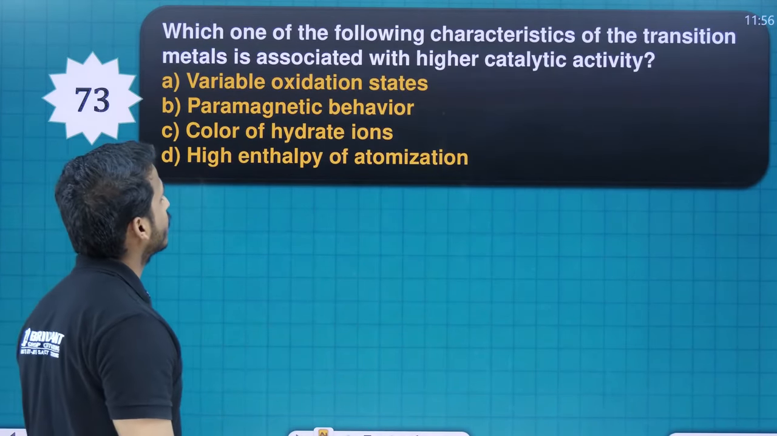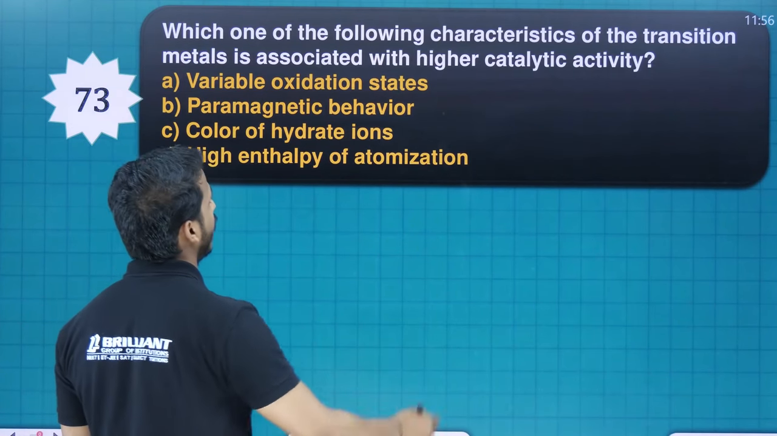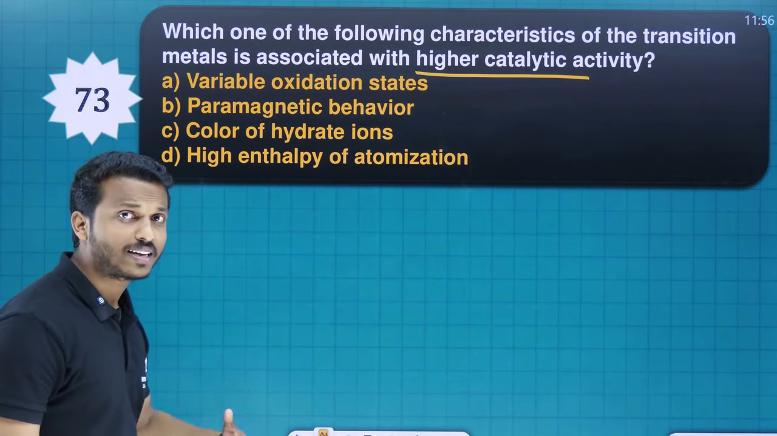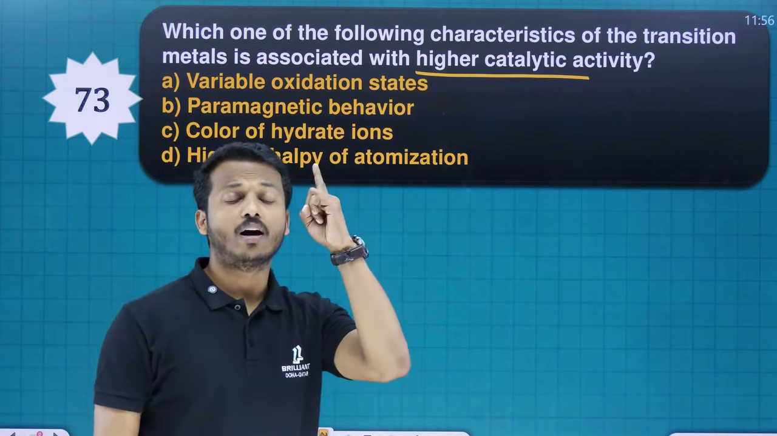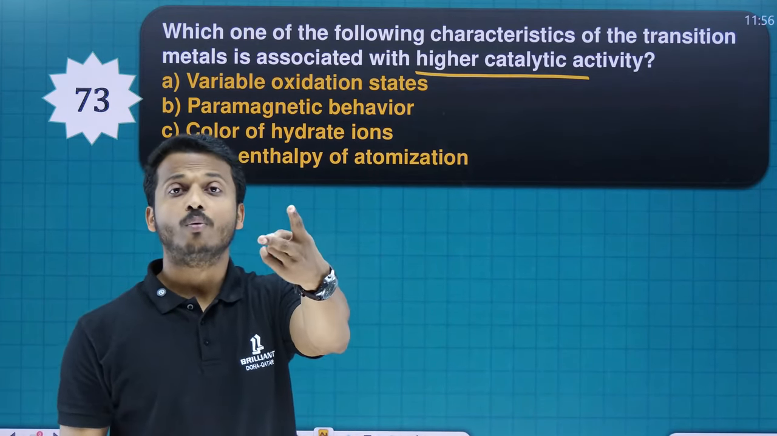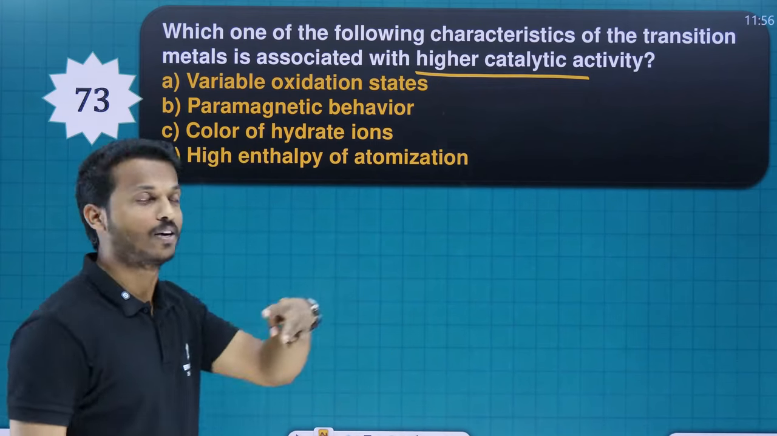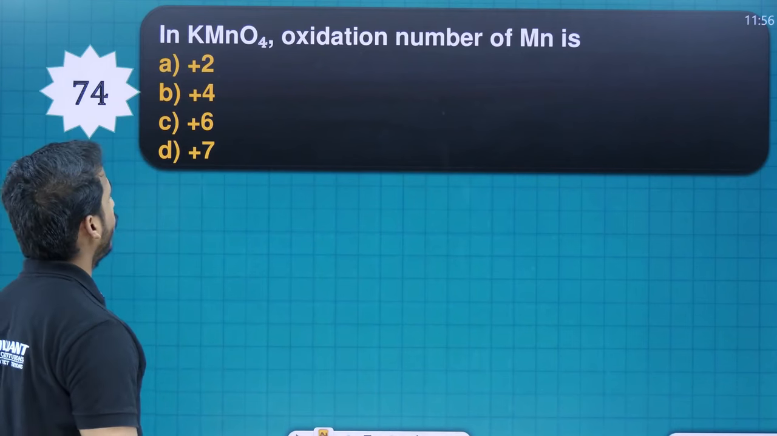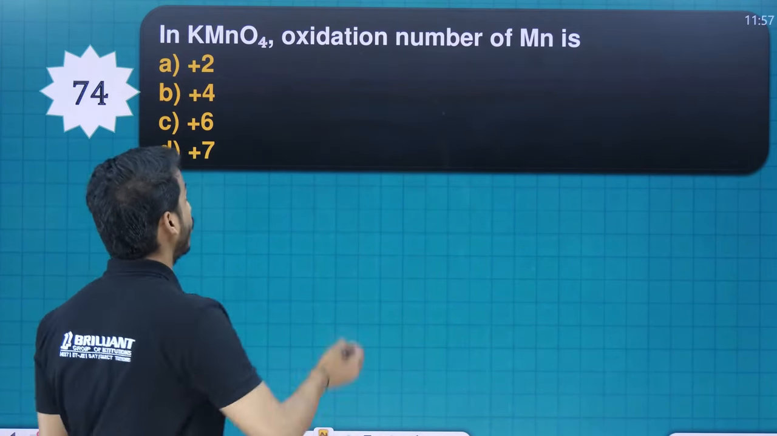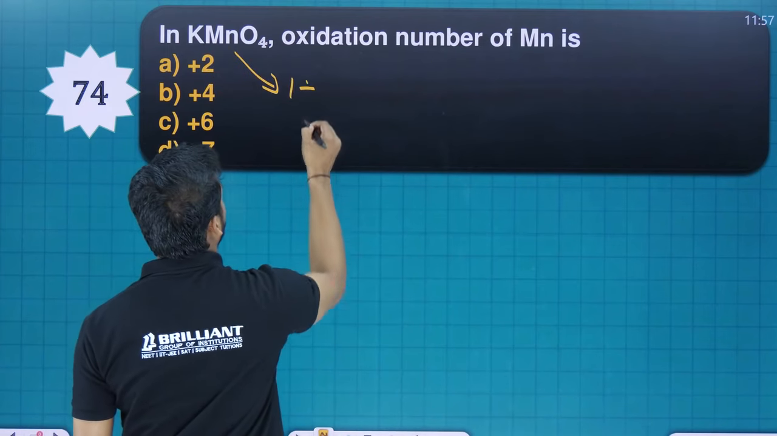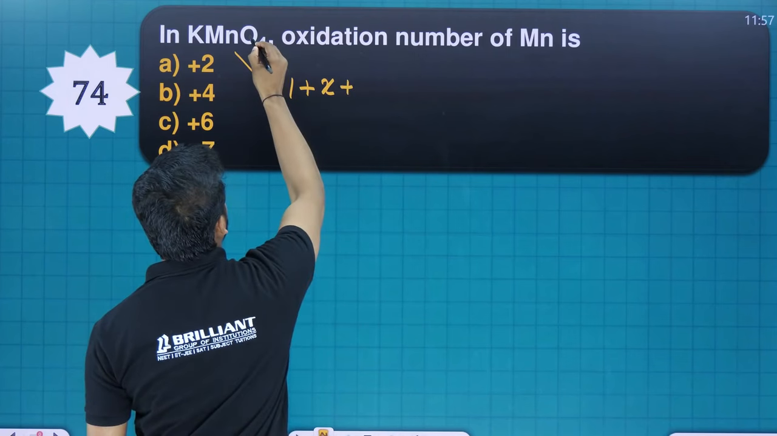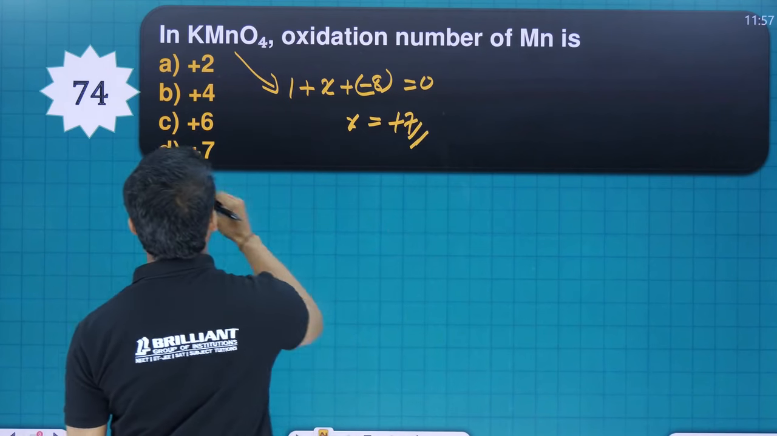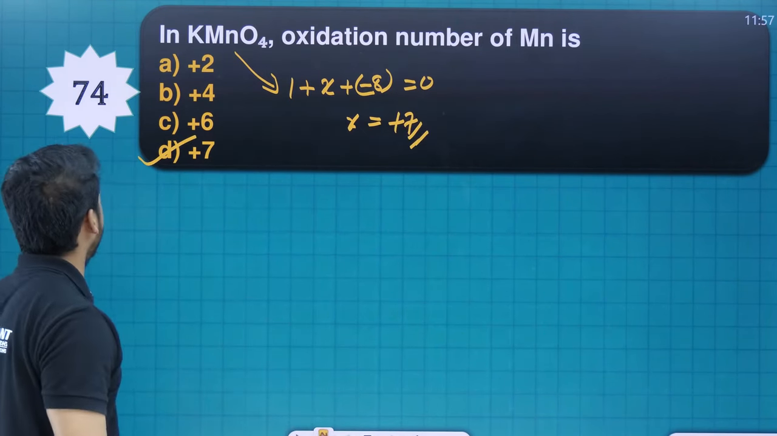Which characteristic of transition metals is associated with higher catalytic activity? Again, variable oxidation state. High catalytic activity is due to two reasons: variable oxidation state and the large surface area they provide. Now, in KMnO4, what is the oxidation state of Mn? Simple question. Potassium is +1, manganese we don't know, 4 oxygens give -8, overall 0, so x equals +7. In KMnO4, manganese is in +7.